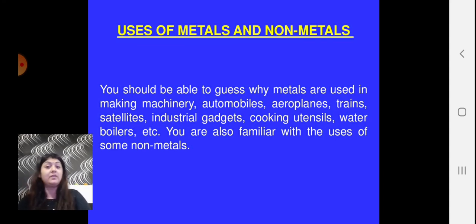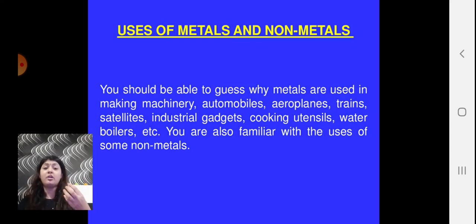Aeroplanes, because they are sturdy and hard; trains, satellites, industrial gadgets, cooking utensils, water boilers, etc. All of this requires certain properties, and these properties are possessed by these metals. So you are also familiar with the uses of some non-metals.